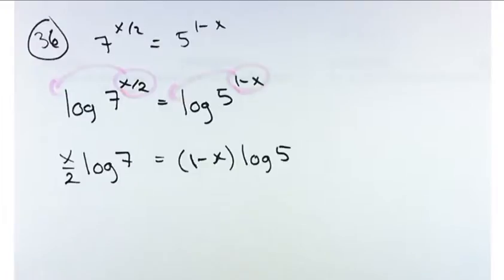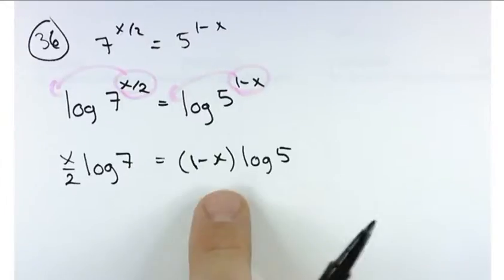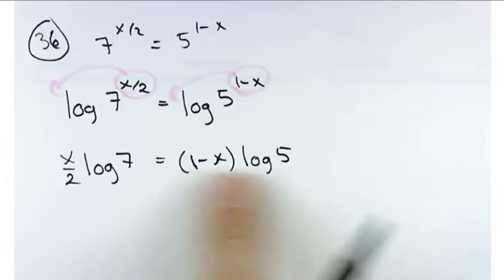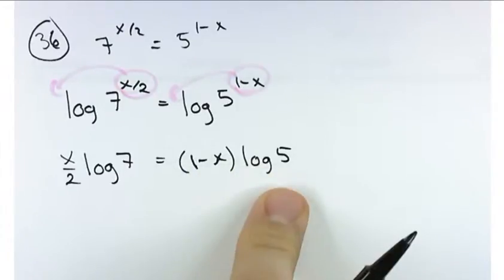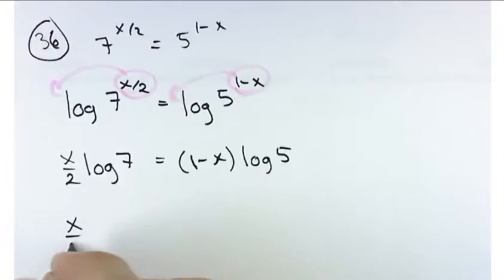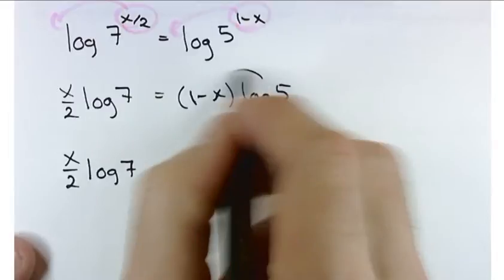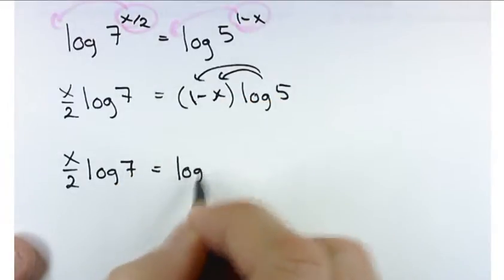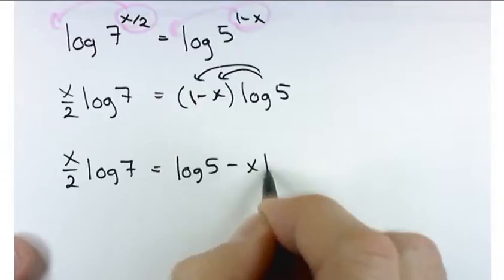Now I strongly suggest that on the right hand side that you bring out that 1 minus x in parentheses. Because if you don't write it in parentheses, then it looks a lot different. It is a lot different. It means something much different. You could. But let me do this first. Let me distribute the log to both of these terms in the parentheses. So I'll keep this as x over 2 log of 7 equals the log of 5 minus x times the log of 5.